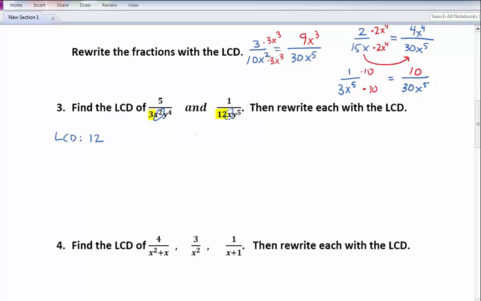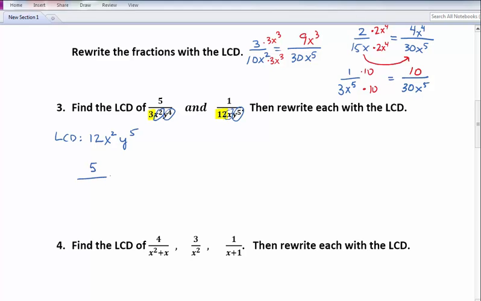And remember, I'm going to be building these denominators up to something. So I'm going to have the highest exponent, which is an x squared. And then for the y's, I've got a y to the fourth and a y to the fifth. Knowing that I'm building up to something, I've got to have a y to the fifth. So that's what my LCD is going to be.